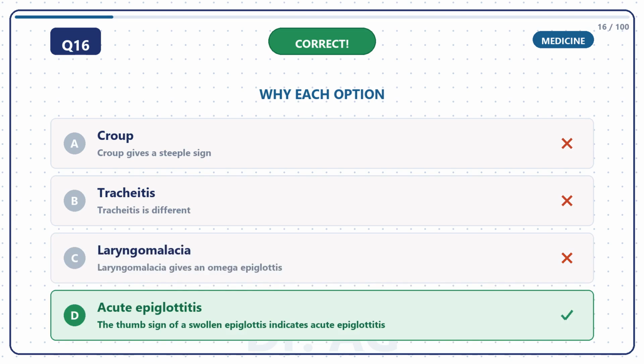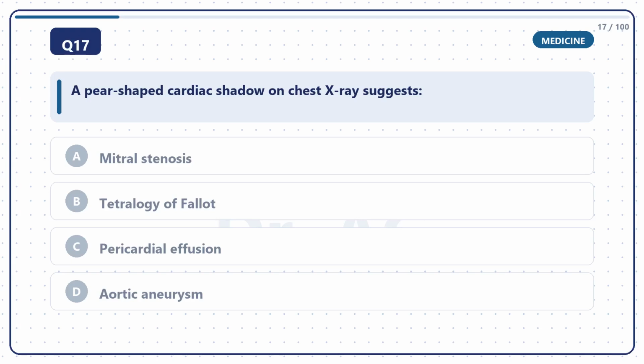Acute epiglottitis. Question 17. A pear-shaped cardiac shadow on chest X-ray suggests. Option A, mitral stenosis. Option B, tetralogy of Fallot. Option C, pericardial effusion. Option D, aortic aneurysm.